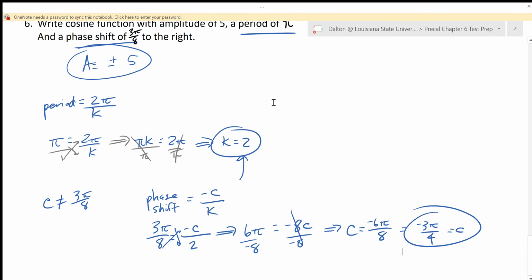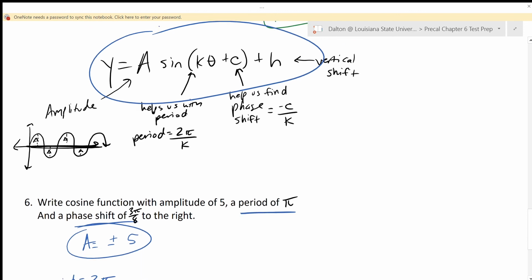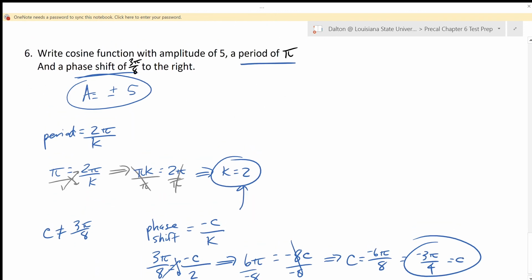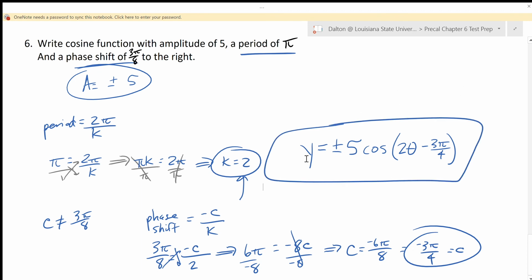So then if you use this general form here of those trig functions, and plug in your variables. Notice we did not have any information on a vertical shift. So if you plug in these three variables, then you should end up with your final answer, y equals plus or minus 5. We're dealing with a cosine function, so times the cosine of k theta. K is 2 theta. And then it's going to be plus c, but c is negative 3 pi over 4. And then there is no h value, so that's 0. So there's that.